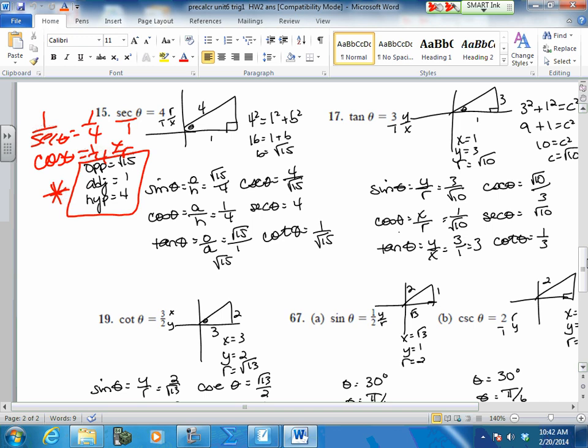This is y, this is x, this is r. Now you can find all your pieces. Again, you don't have to rationalize your denominators anymore. Okay?